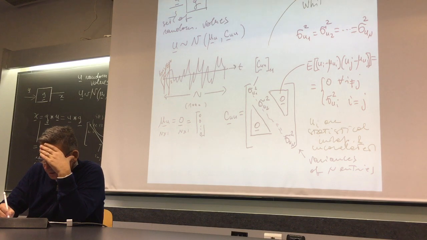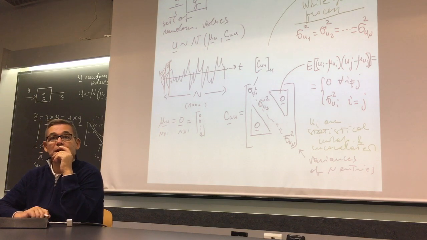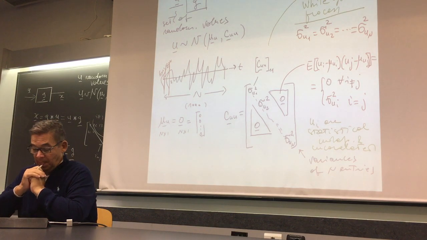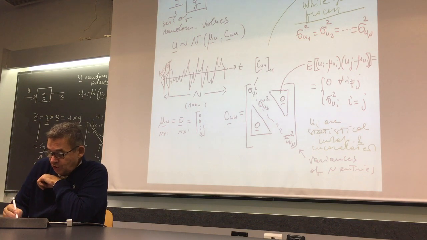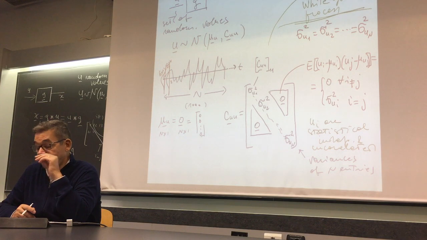white Gaussian process. Why? Because they're not correlated. Gaussian because it's Gaussian. So this is the condition given using matrices.